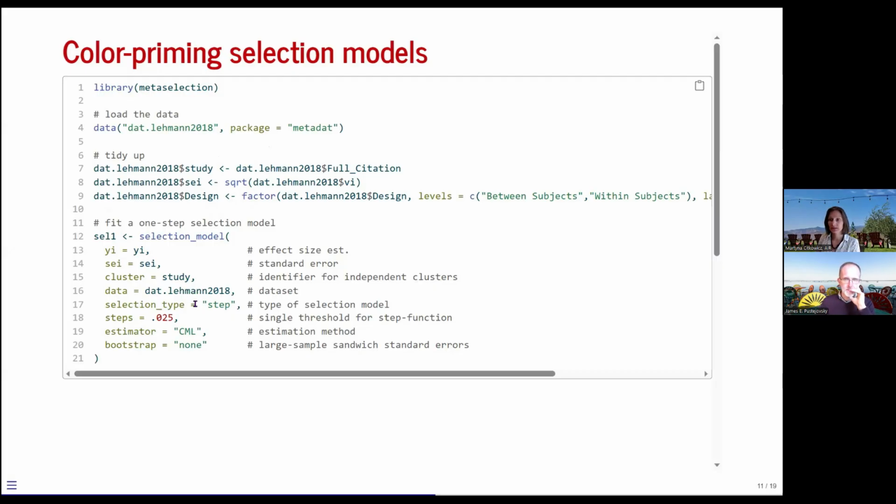We input our data set, or specify our data set. We specify the type of selection model. So we are running the step function model with just one step at a threshold of 0.025. This model uses a one-sided p-value, which captures the significance level and the direction of the effect. We are estimating the model using the composite maximum likelihood, or CML, and for now we set bootstrap to none.